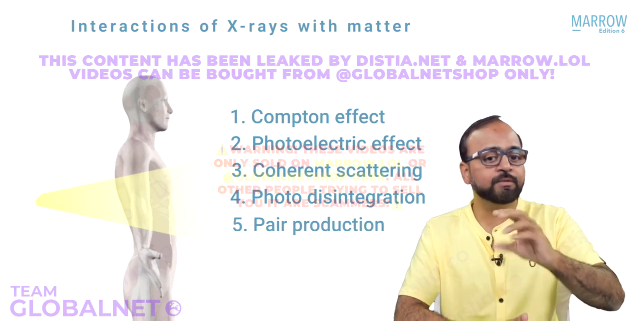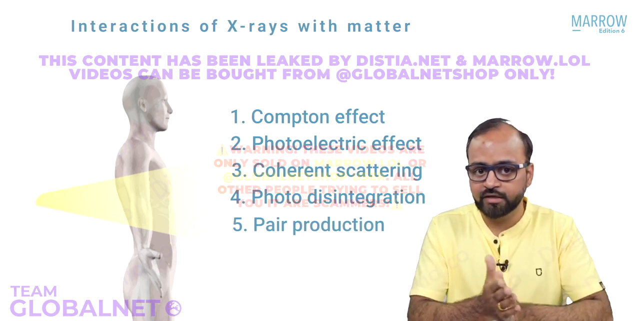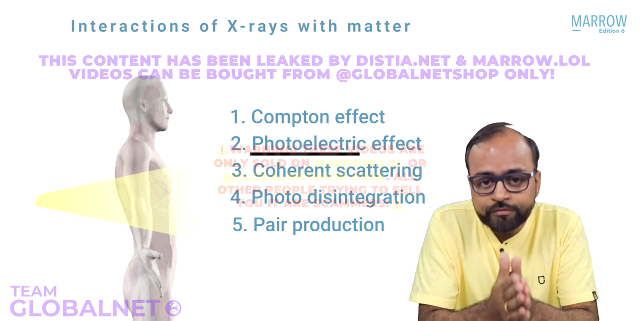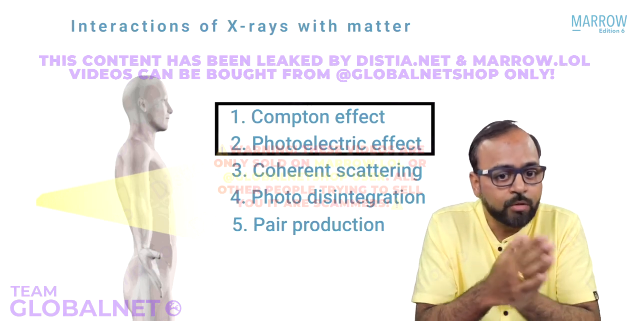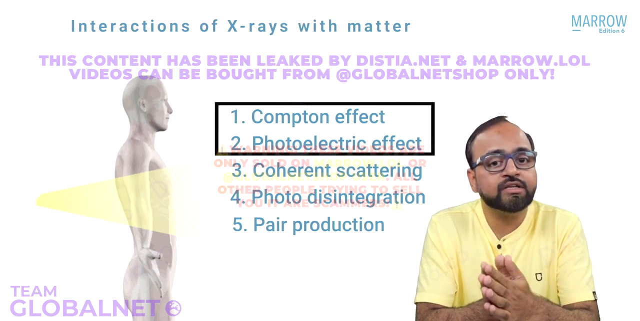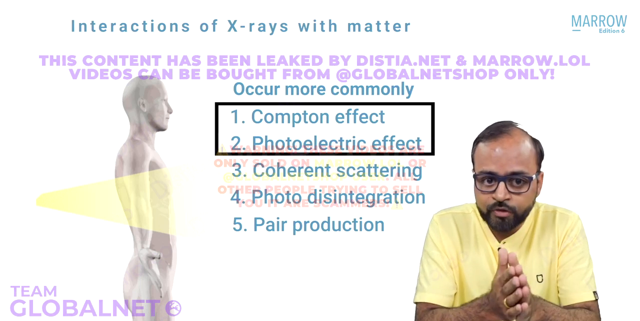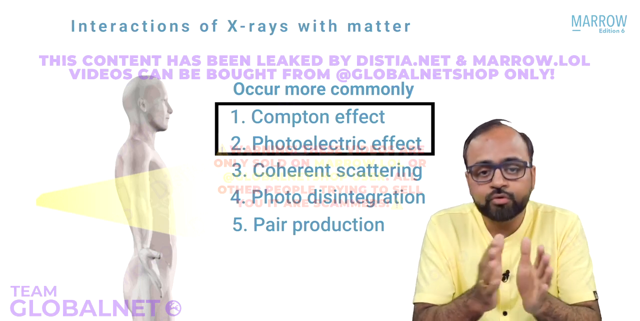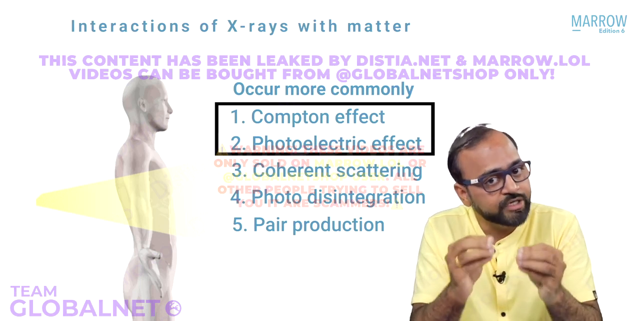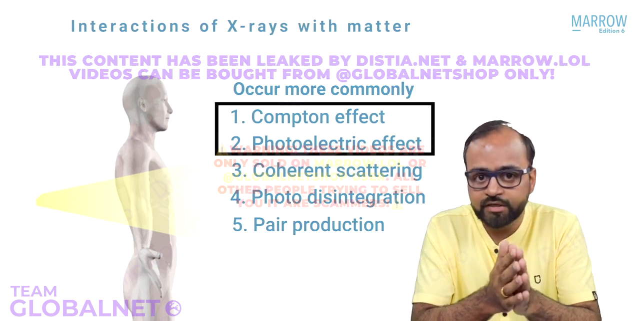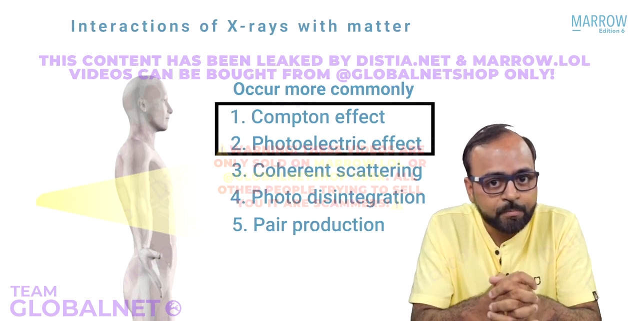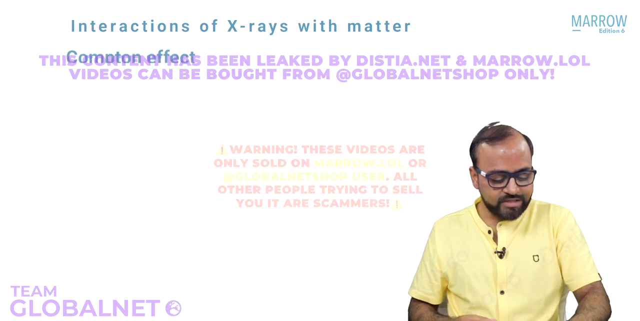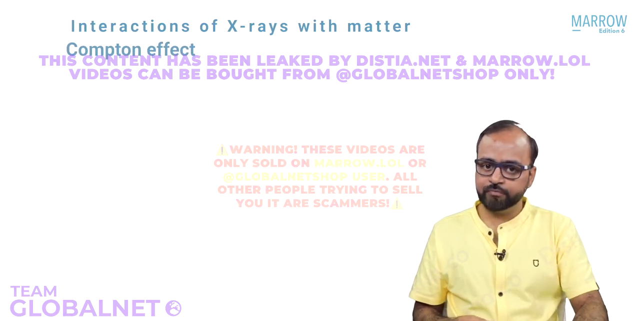So these are 5 important interactions of X-rays with matter, out of which the first 2, that is Compton effect and photoelectric effect, are the most common ones to occur. So we are going to discuss Compton and photoelectric effect in utmost detail. Then we'll go to the other 3 which are not commonly seen. Let us start. So what is this Compton effect?